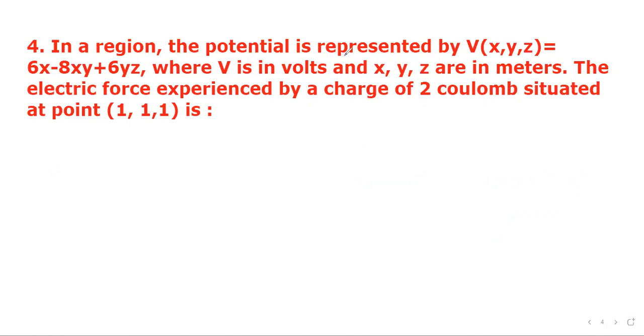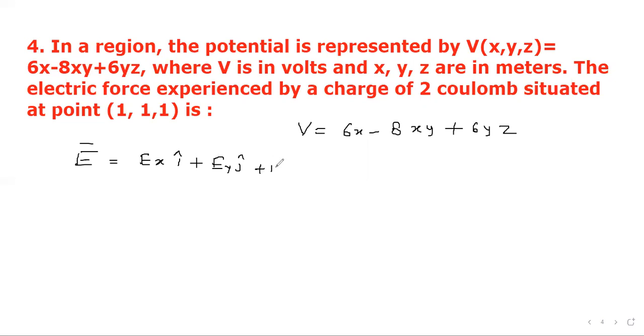In a region, the potential is represented by V, which is a function of x, y, z, 6x minus 8xy plus 6yz, where V is in volt and x, y, z are in meters. The electric force experienced by a charge of 2 coulomb situated at point (1,1,1) is. So here we are given V equals 6x minus 8xy plus 6yz. So we find electric field. Electric field is given by Ex i cap plus Ey j cap plus Ez k cap.